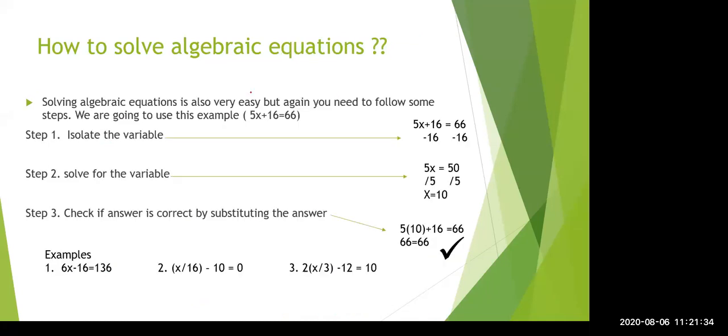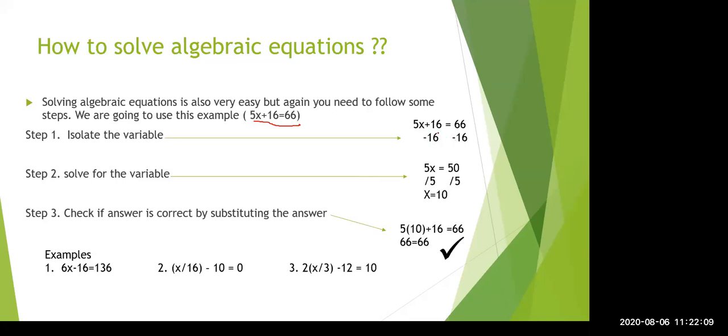So now, how do we solve algebraic equations? Solving them is pretty easy. You just need to follow some steps. In this one, we're going to use this example: 5x plus 16 equals 66. So basically, step 1 is that we have to isolate the variable. When you're isolating someone, you're keeping them alone. So in this example, you're trying to keep the variable alone.